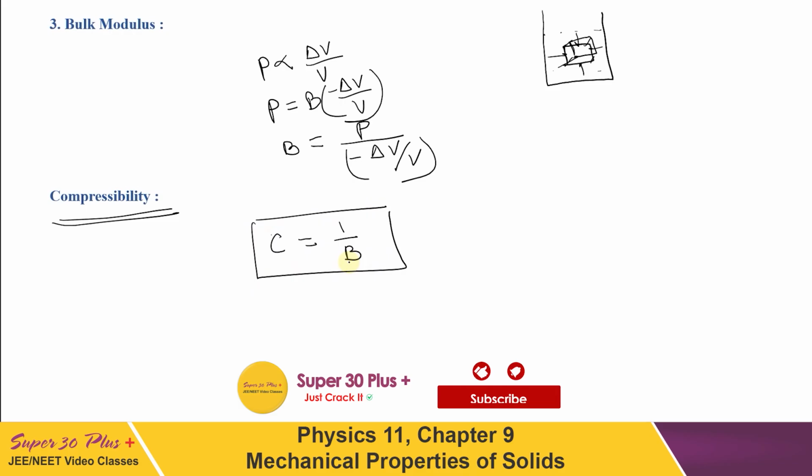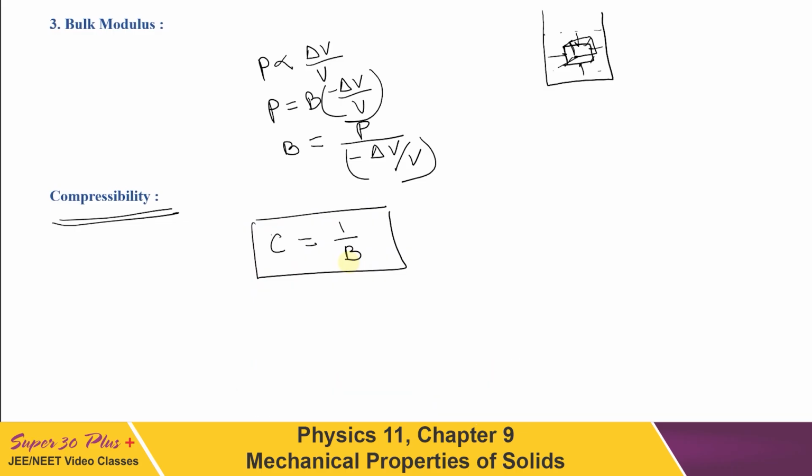Now if we compare the bulk modulus of solids with that of liquid and gas, the bulk modulus of solid is at least 50 times that of liquid, and for gases it is 10 to the power minus 8 times that of solid. So we can quote this: B of solid is greater than B of liquid, which in turn is greater than B of gases.